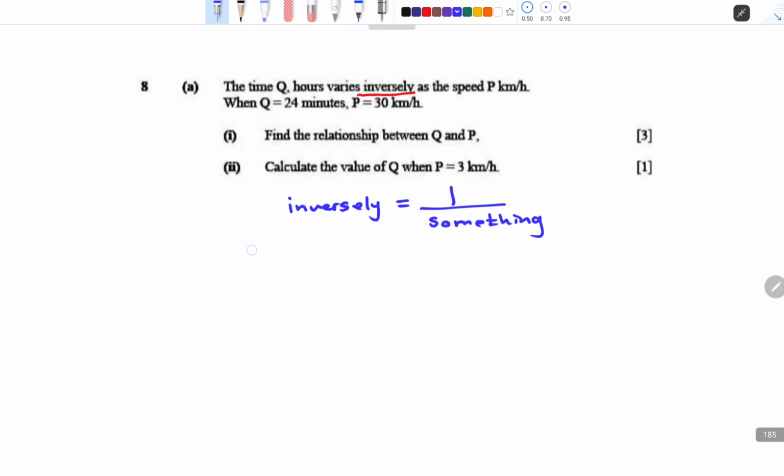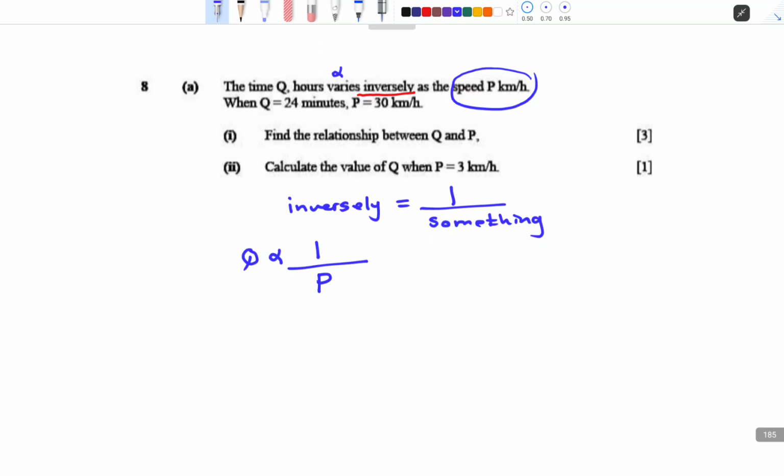So I'm going to start by writing the letter Q, which is representing the time Q hours. Then this word varies is denoted by a variation sign. So I'm going to put a variation sign to cover the word varies. And they are saying inversely. Remember, inversely means 1 divided by something. So I'm going to write 1 all over something. And the something is then mentioned in front of the word inversely. Speed, P kilometers per hour. So I'm going to divide by P. So this is your starting point. I hope you are following, class.